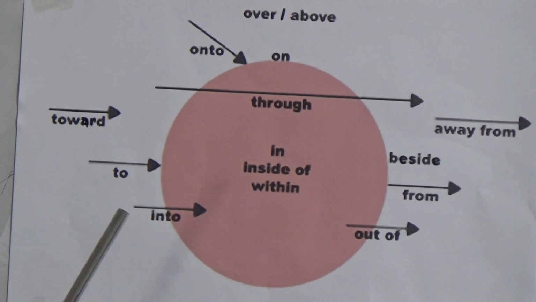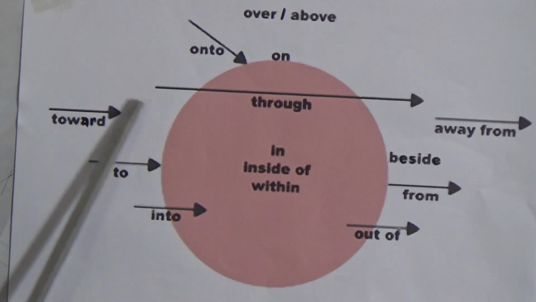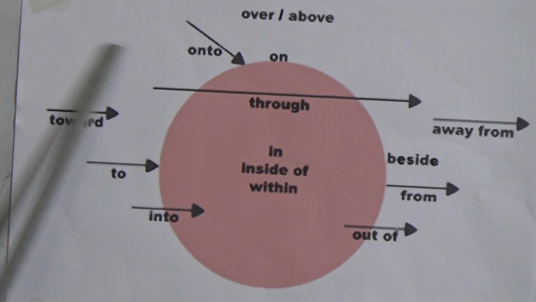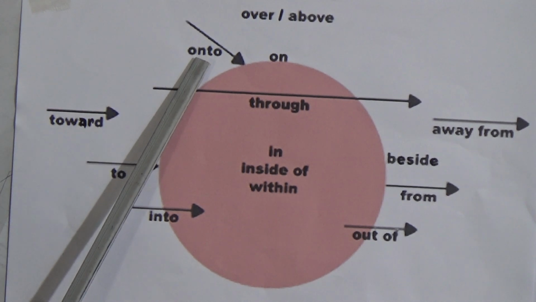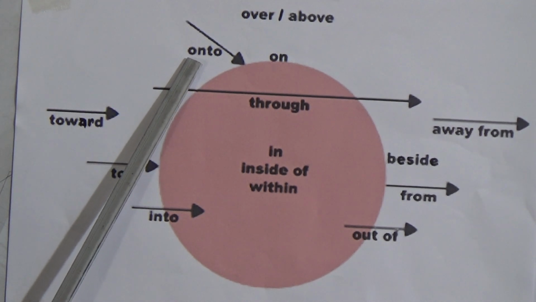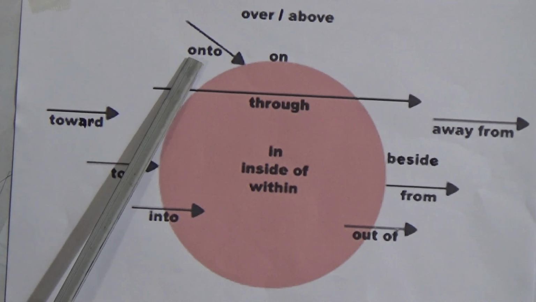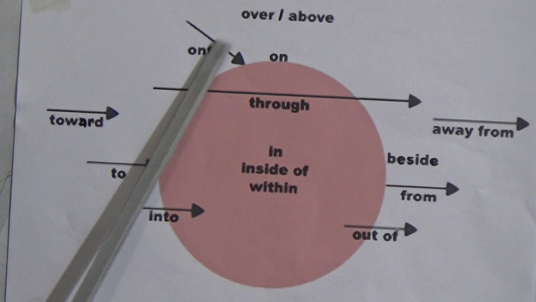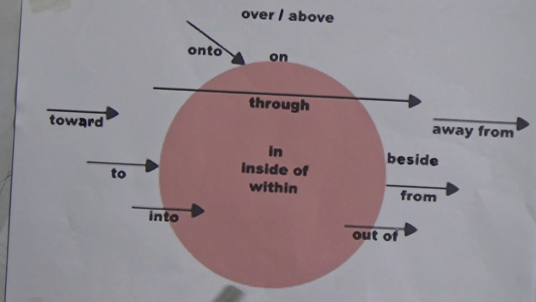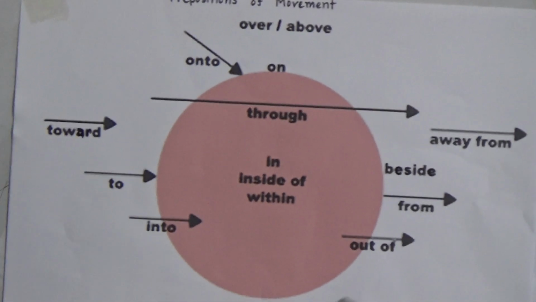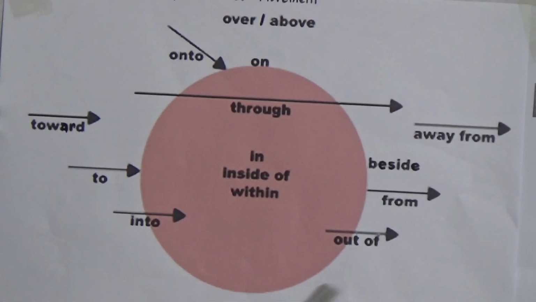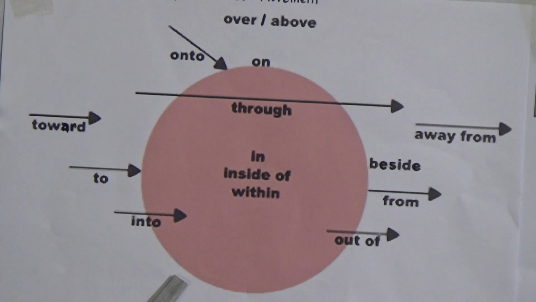And now look, onto. There will be a movement to a position on a surface. So there will be movements, and we can also use around. If something moves in a circular way, we can use around.